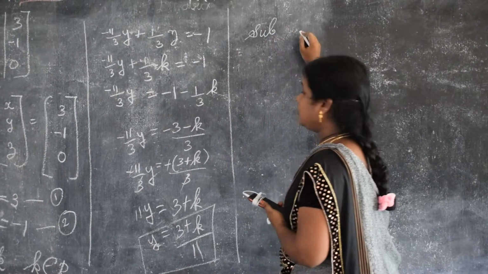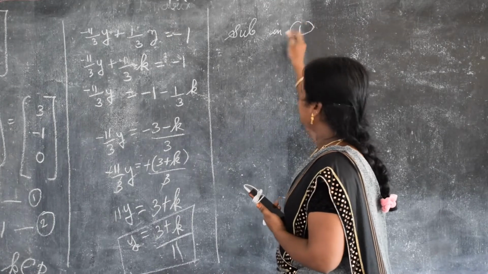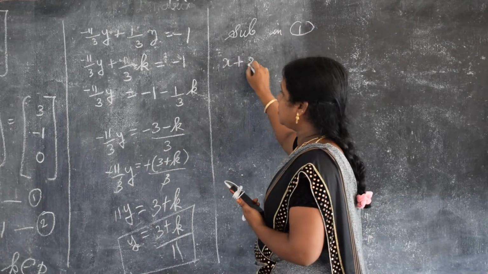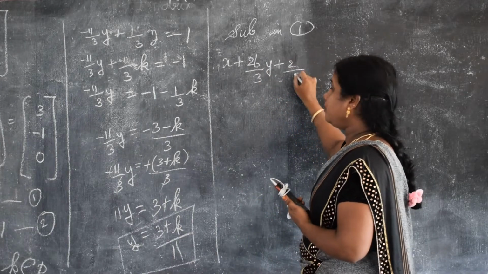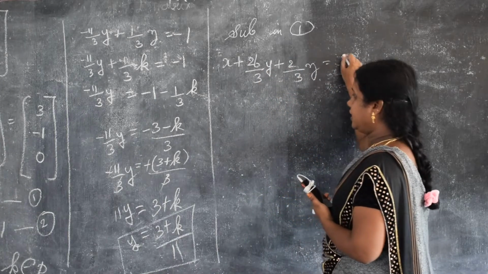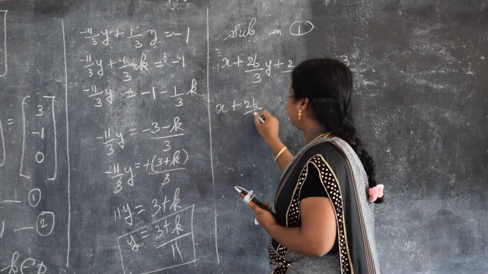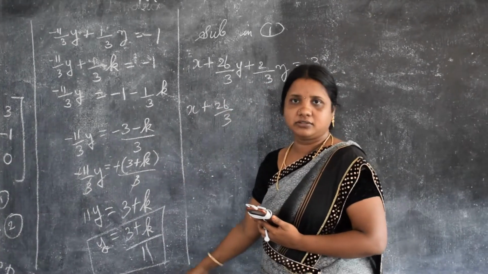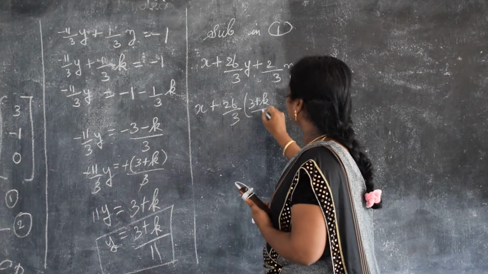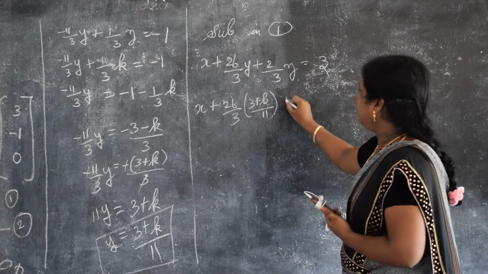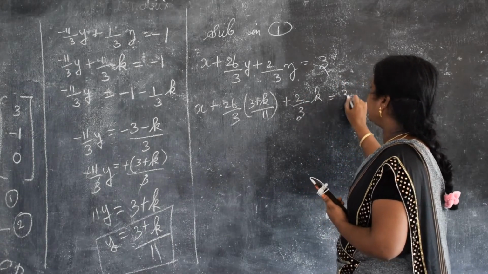Substitute the values of z and y in the first equation. What is our first equation? x plus 26 by 3 y plus 2 by 3 z is equal to 3. Now substitute here: x plus 26 by 3. What is the value of y? 3 plus k by 11, plus 2 by 3. The value of z is k, is equal to 3.